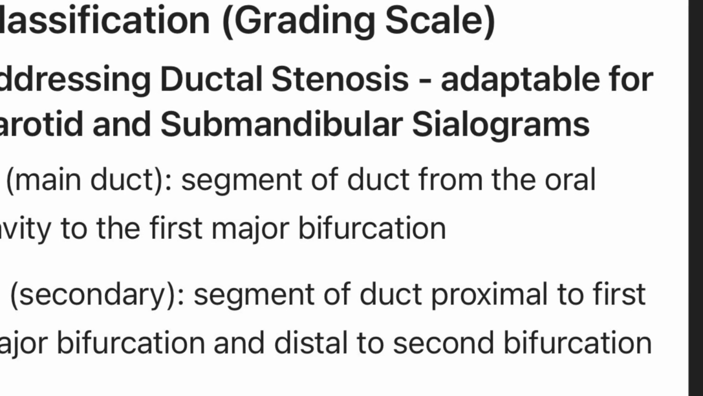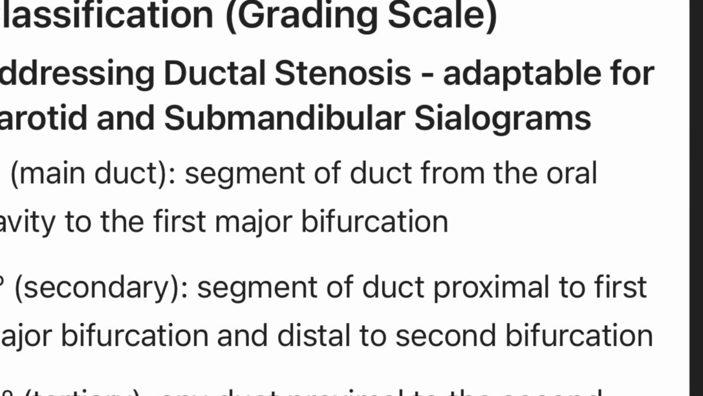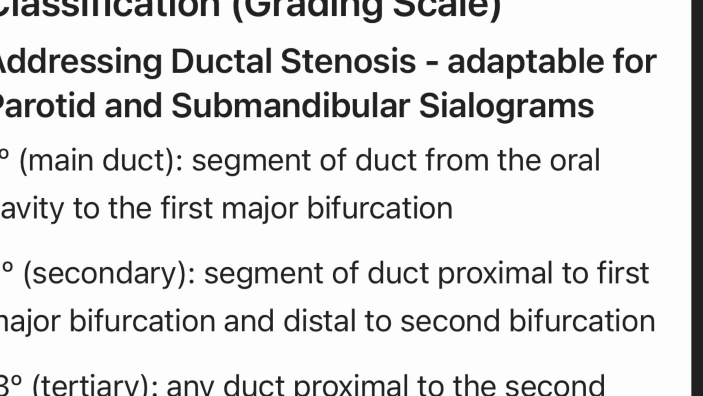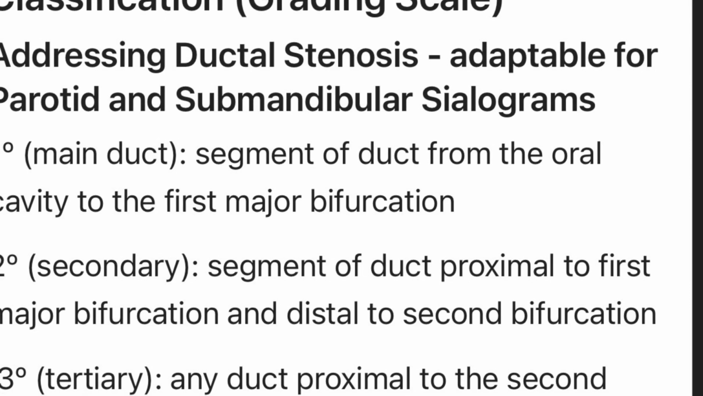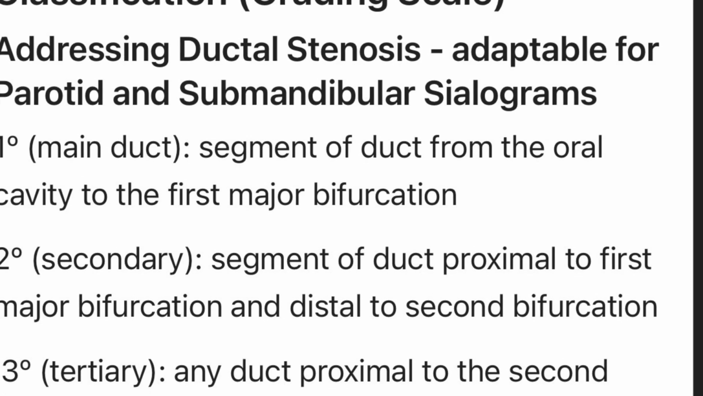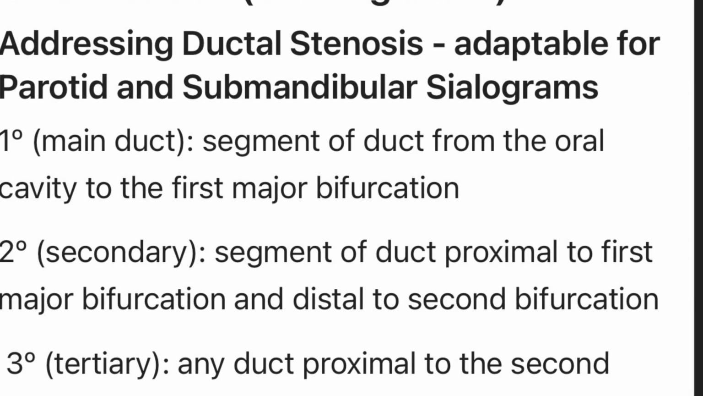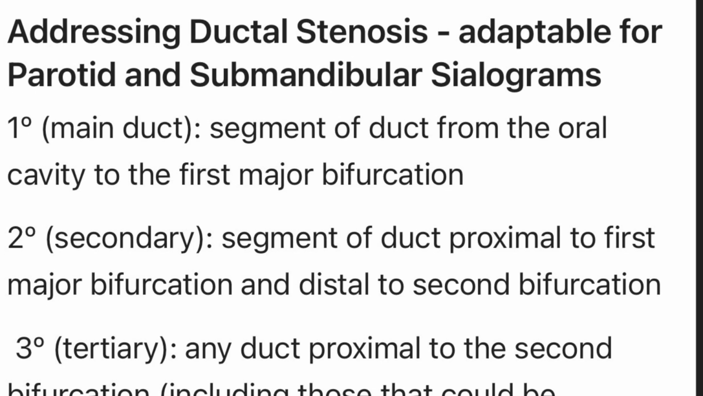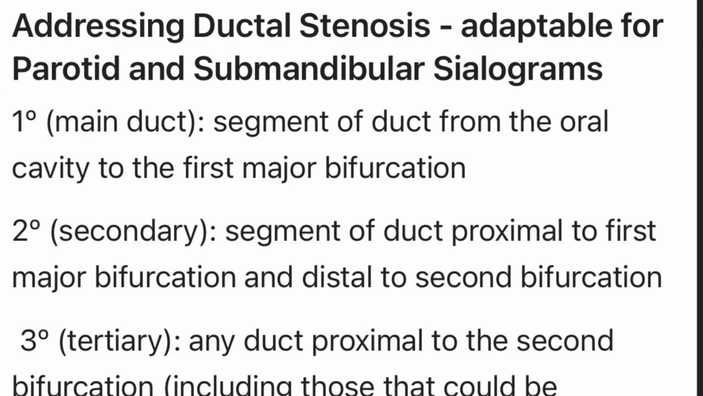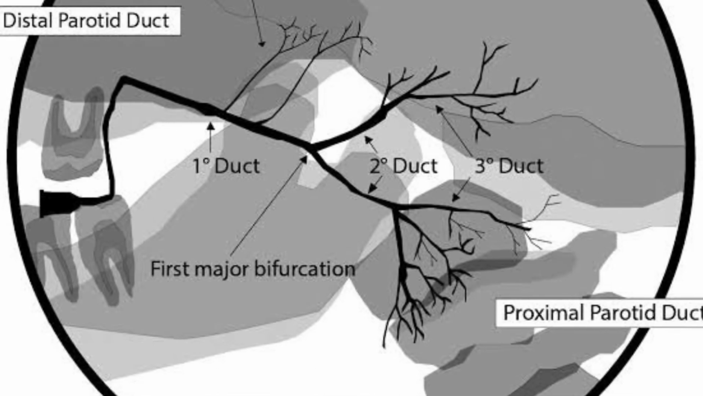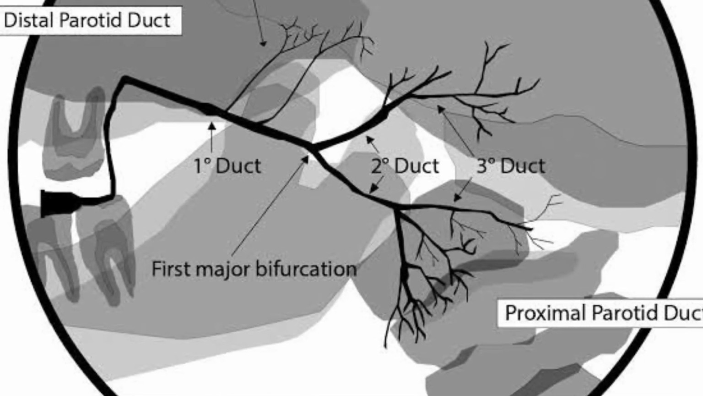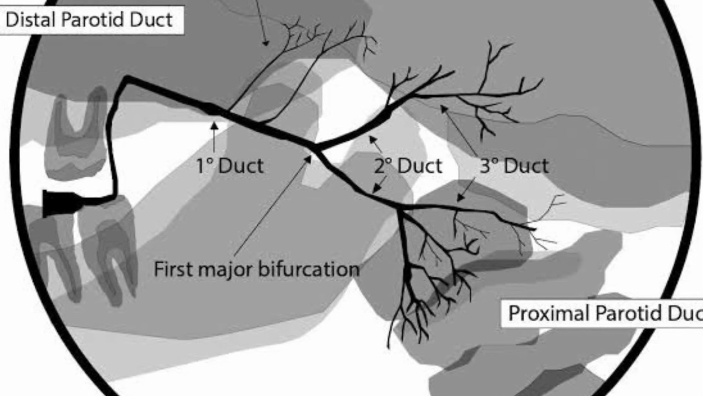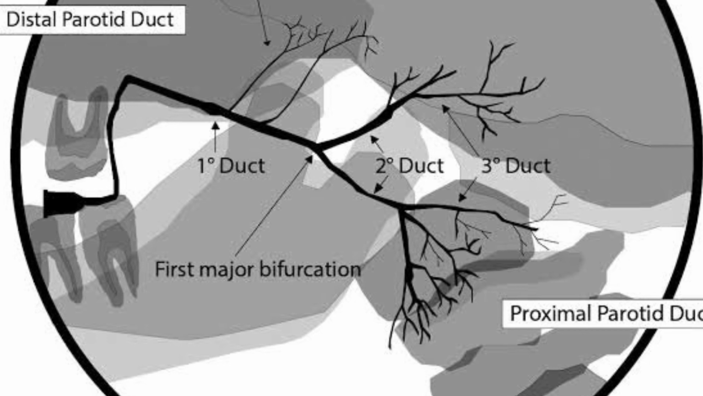Second degree is when the segment of duct proximal to the first major bifurcation or distal to the second obstruction is strictured. Third degree is any duct proximal to the second bifurcation including small branches, meaning quaternary divisions are obstructed. So main duct obstruction is grade 1. The second bifurcation and secondary divisions are second degree obstruction, and third degree is minor or small branches obstruction, called third degree division. You can see this picture.